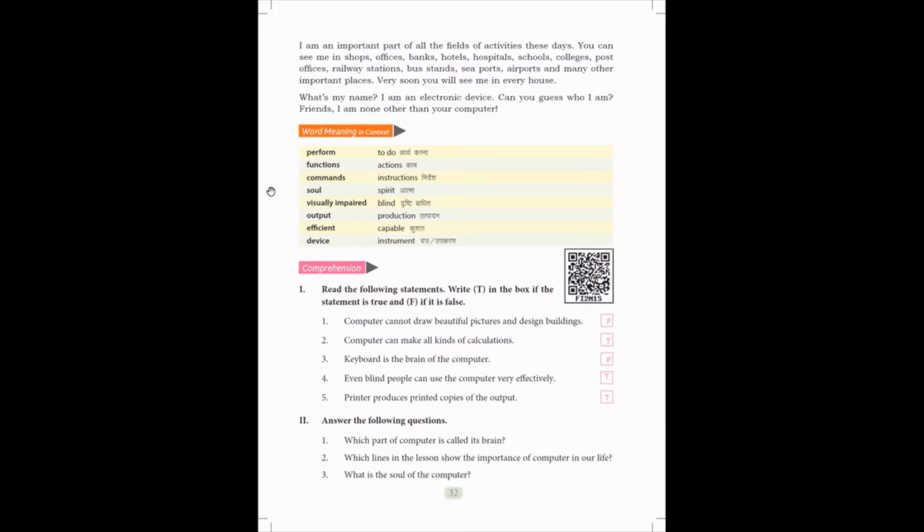Alright, that was the chapter. So now we'll start with our exercises that are made up of different parts. The first part is word meaning in context. I'll say the word and Yashita will help us with the meanings. You ready, Yashita? Yes. Okay, the first word is perform.